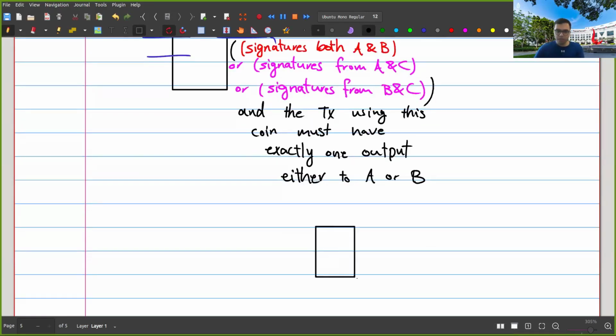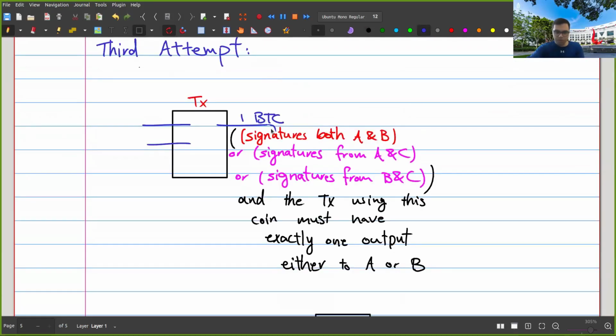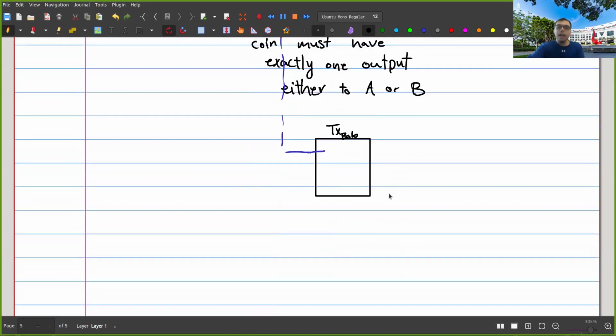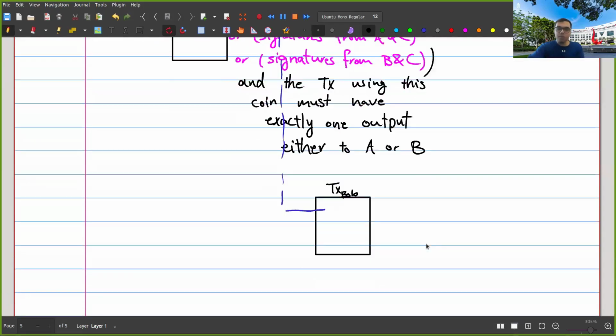So I'm going to create a transaction now. I'm going to use this output as the input to my transaction. This is the transaction that Bob is creating for his attack. And now the problem is that I can only have one output, and this output can only go to myself.